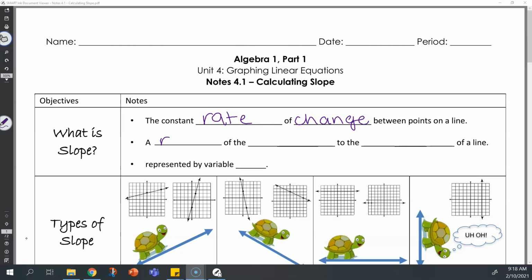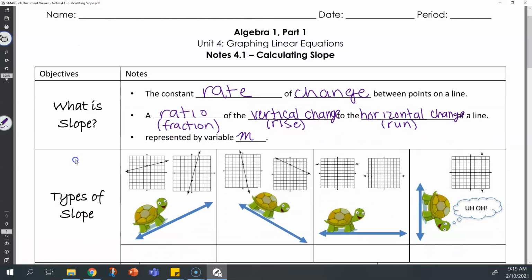It's also a ratio or a fraction of the vertical change, or how it changes as we move up and down the line. We call this the rise to the horizontal change, how we move from left to right on the line. We call this the run. Overall, the slope is going to be represented by the variable m.